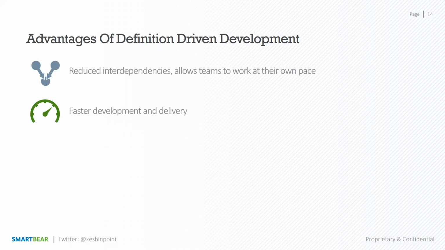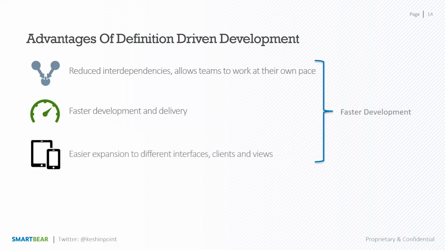Faster development and delivery. This is just a byproduct of, again, having reduced interdependencies between different teams. It's also very easy to expand to different interfaces, clients, and views. And this is, as I mentioned, from the API first approach, where you're not constrained by your database or your application architecture. Because you're starting with an API with the data and the consumer in mind, it's much smoother and easier for you to expand to different front-end clients and interfaces.